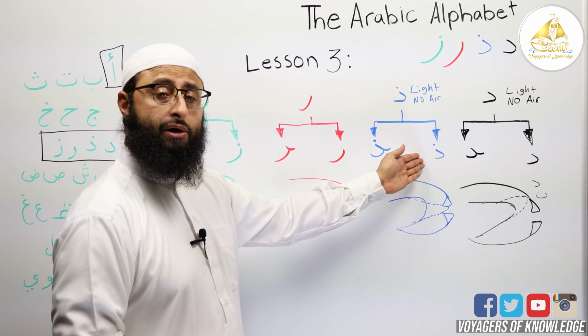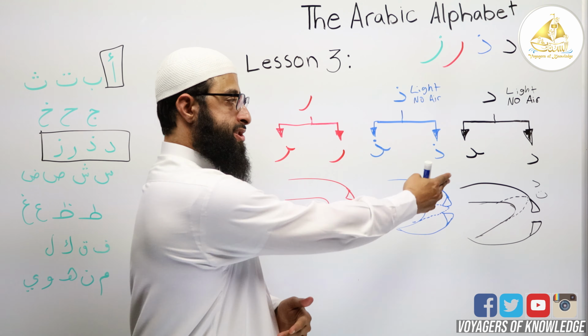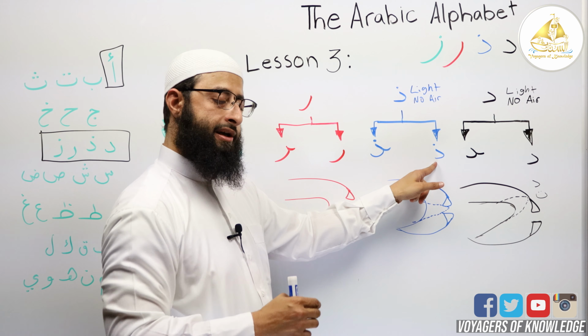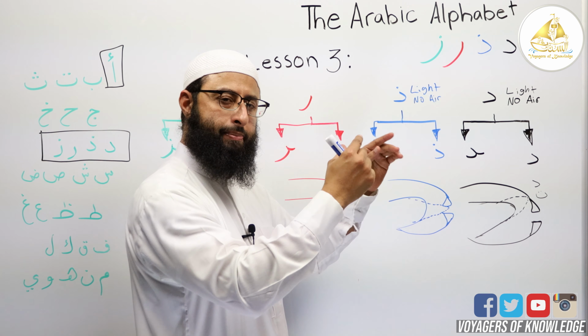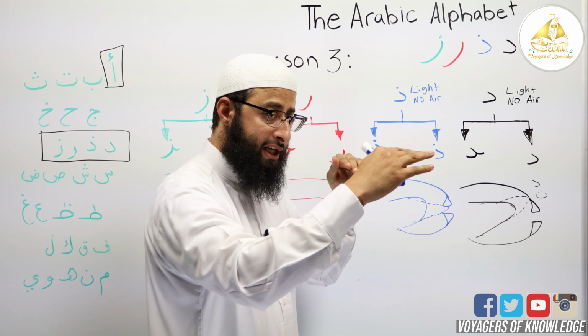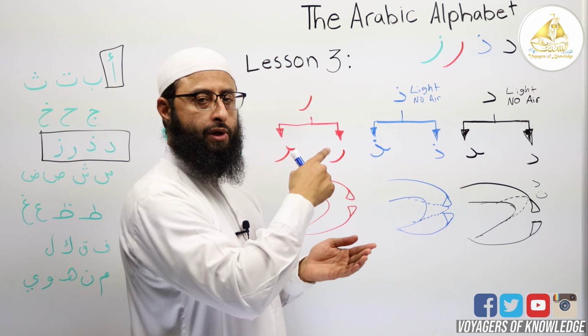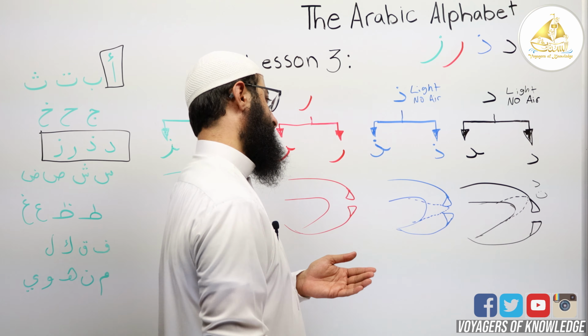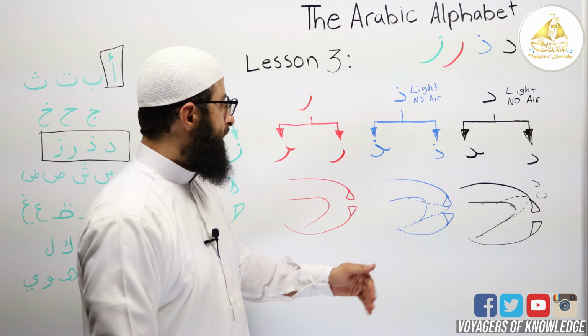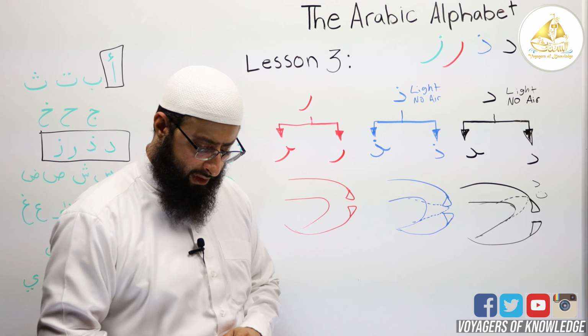How does the dal look in a word? Just like that. At the beginning, it'll appear as an individual letter, not connected to any. And if it's going to be at the end, it will connect to just one letter before it that precedes it. If that's clear, we can move on to the next letter.